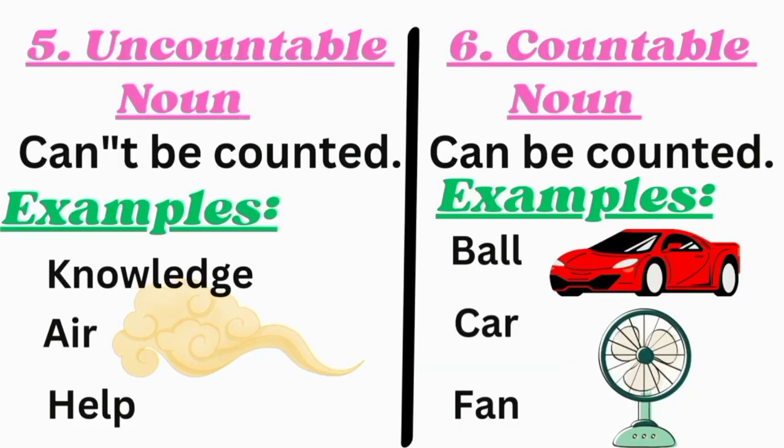Uncountable noun can't be counted. Examples: knowledge, air, help. Countable noun can be counted. Example: ball, car, fan.